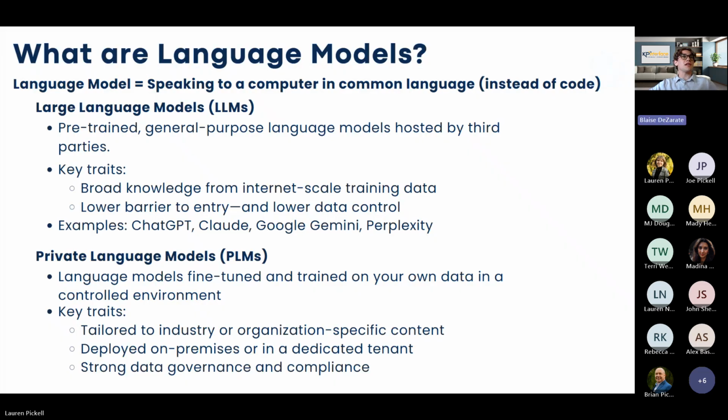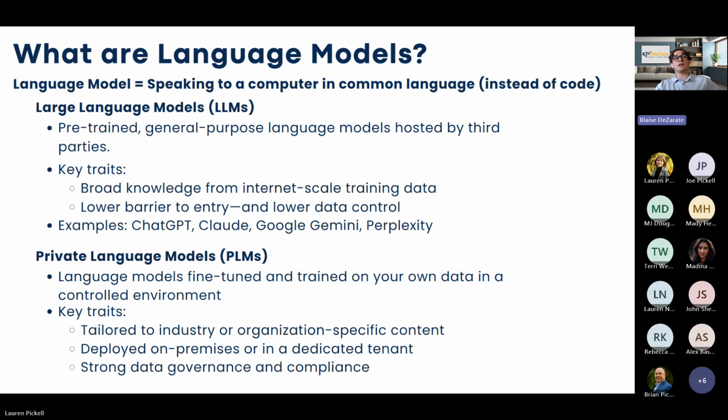Alrighty, so what is a language model? You hear this thrown around a lot, and it can be a little bit confusing. A language model is a new way of saying how we speak to a computer in our common language. So before this, we were only communicating with computers by typing in code with it. So this is a way of just using common language to talk to the computer. You hear private language model and large language model thrown around a lot. And so we'll refer to a large language model as an LLM.